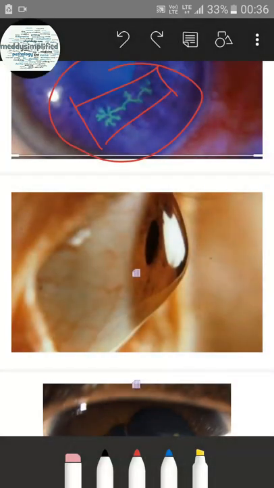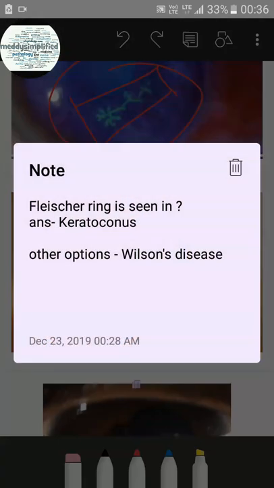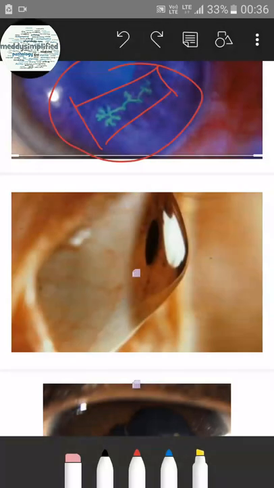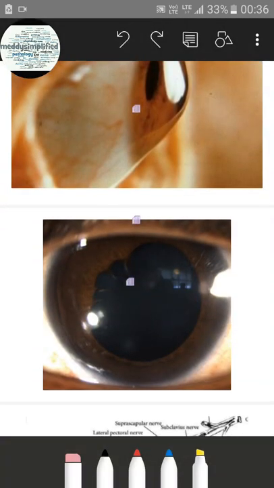Another question on keratoconus given in the exam was: Fleischer ring is seen in, and the answer was keratoconus. Another option mentioned in the exam was Wilson's disease, but in Wilson's disease we see the Kayser-Fleischer ring. So this was the next image.